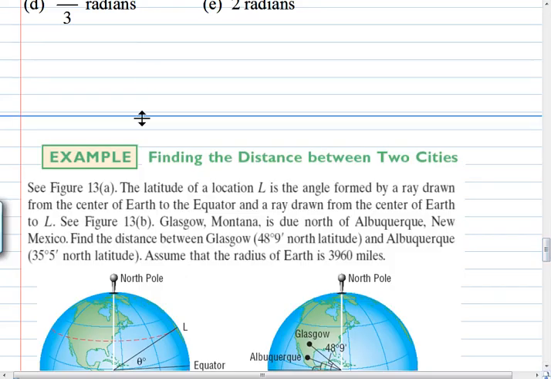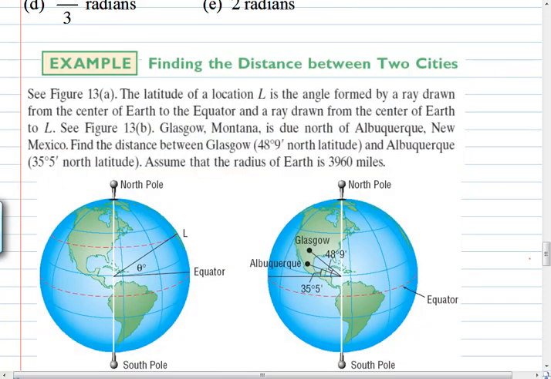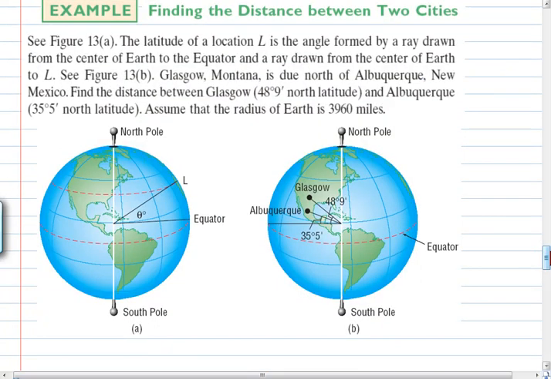Now we need to look at an application. What can we do with all of this radian stuff? One of the practical applications has to do with measuring things that are on a grand scale, such as the Earth, finding the distance between two cities. In this figure, we see how we can use the center of the Earth and a line from the center of the Earth to an equator, along with this angle here that measures a line of latitude.